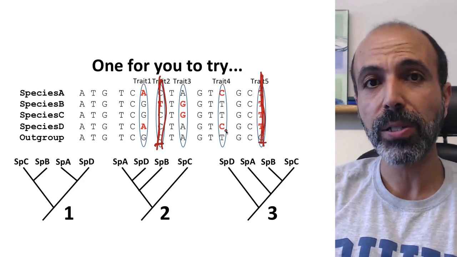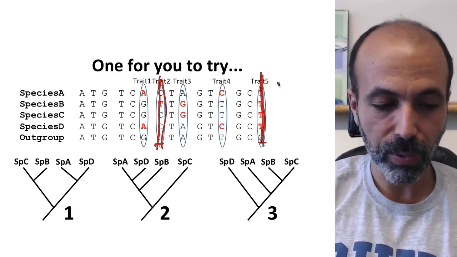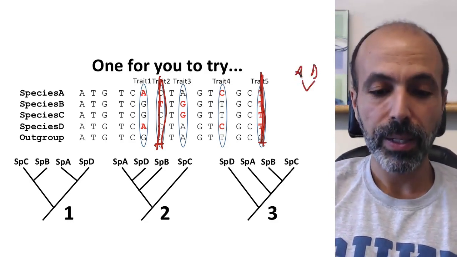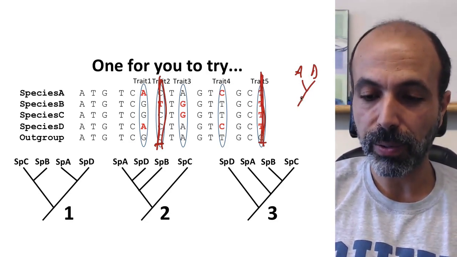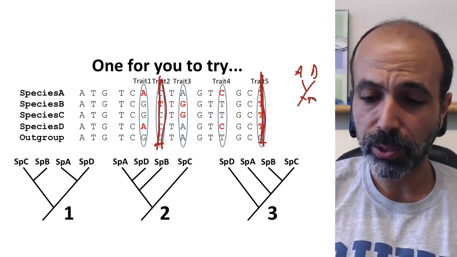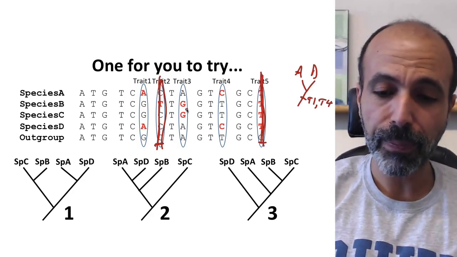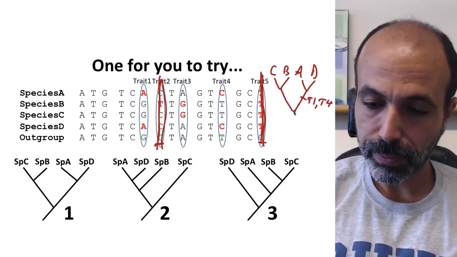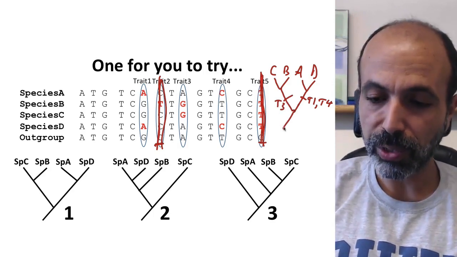So who shares the derived forms? Well, for trait 1, A and D share the derived form, so we can draw something that clusters A and D, right? For trait 4, again, A and D share the derived form. So again, A and D. So if we were to mark on the tree, this is where trait 1 changes, and this is also where trait 4 changes. And then, what happens with trait 3? Well, that clusters B and C together. Right?